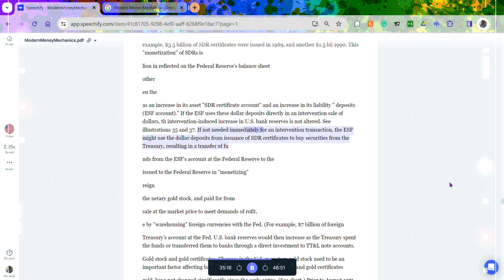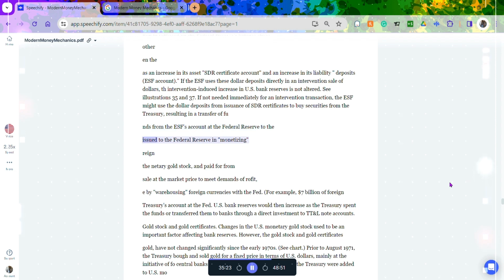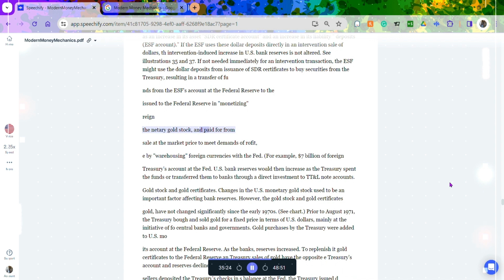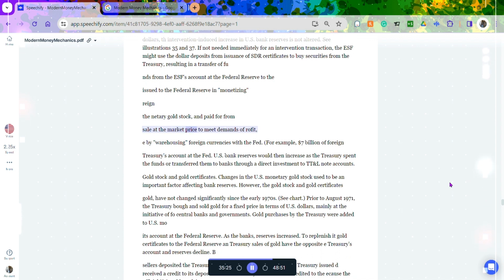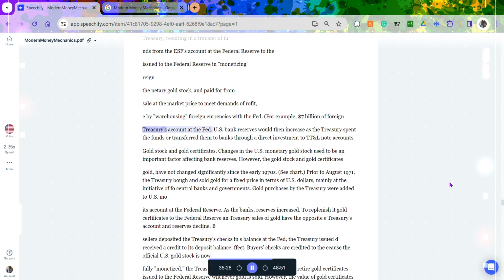If not needed immediately for an intervention transaction, the ESF might use the dollar deposits from issuance of SDR certificates to buy securities from the Treasury, resulting in a transfer of funds from the ESF's account at the Federal Reserve to the Treasury's account at the Fed. U.S. bank reserves would then increase as the Treasury spent the funds or transferred them to banks through a direct investment to TTNL note accounts.